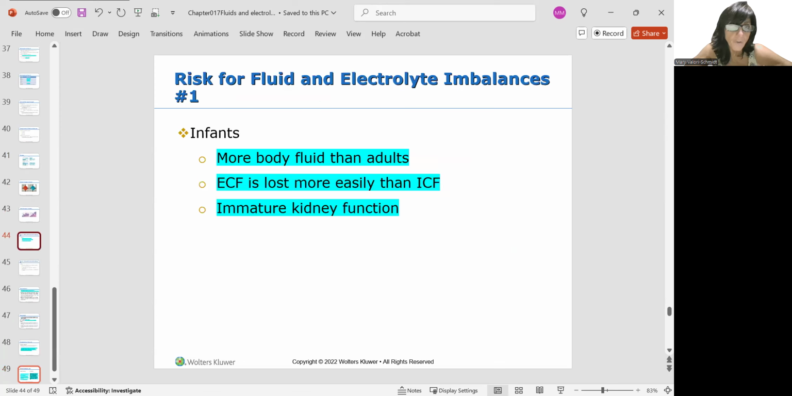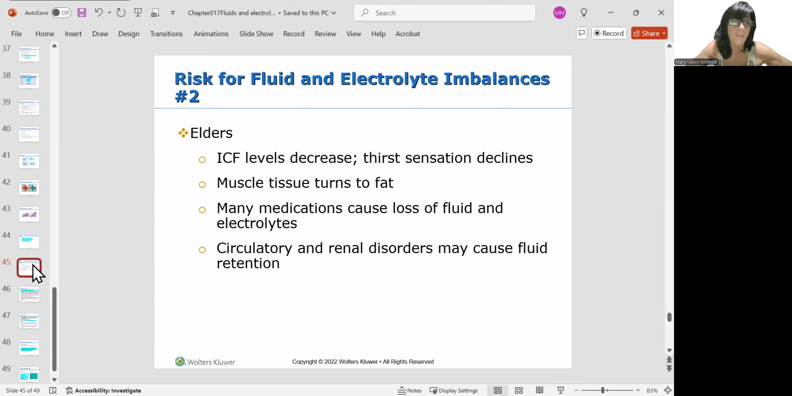I'm going to skip ahead to risk for fluid and electrolyte imbalances. Infants, just remember, the very old and the very young are the very fragile. Infants have more body fluid than we do. They can lose extracellular fluid more easily than intracellular fluid, and they have little teeny tiny baby kidneys that are immature. They're at a high risk for quickly going into an electrolyte imbalance, right?